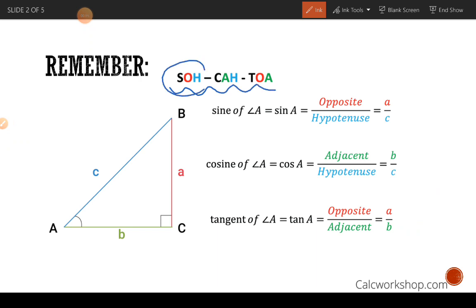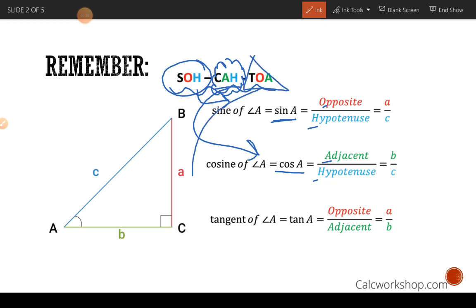The SO in SOHCAHTOA stands for sine of A is opposite over hypotenuse. The CA stands for cosine of an angle is adjacent over hypotenuse. And then tangent, or TOA, stands for tangent of the angle is opposite over adjacent. All of these are going from angle A, so we circle angle A.